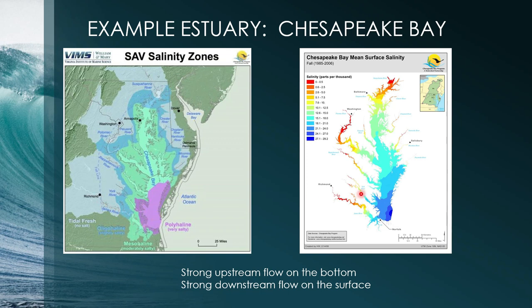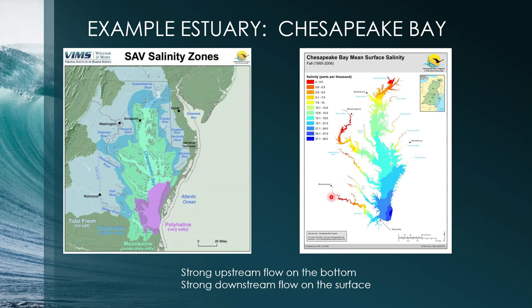So let's look at what the surface salinity is. Remember, the salinity on the surface is not necessarily what we see on the bottom, right? Because we have different types of mixing. So out here, this is the polyhaline area, and you can see that the salinity is in the 20s. And then we have declining salinity until we get up into the red, which would be freshwater, okay?